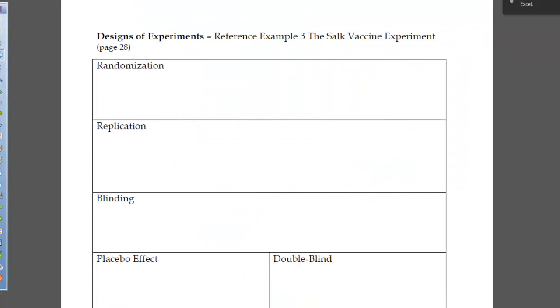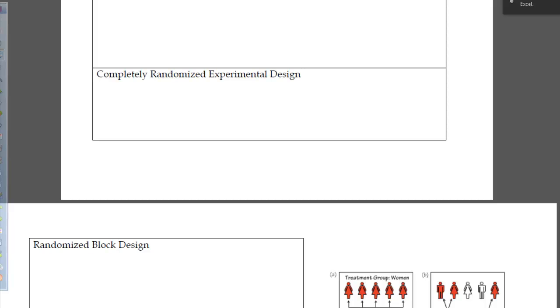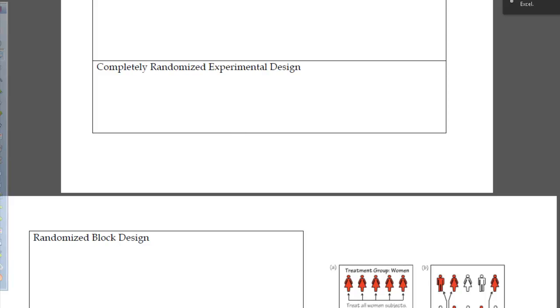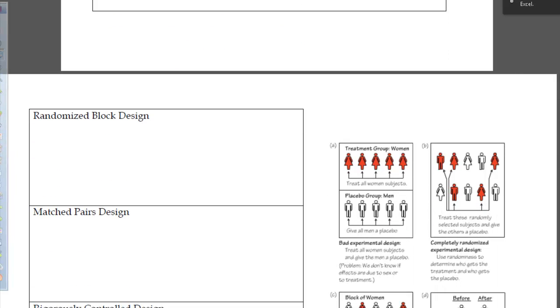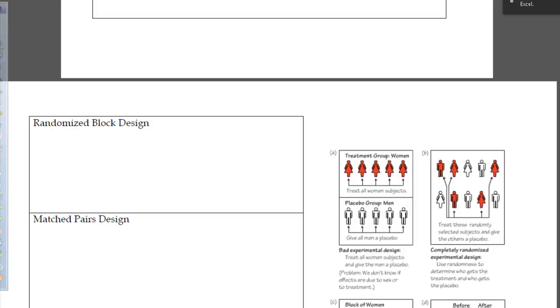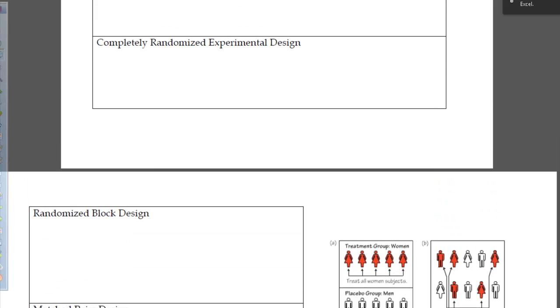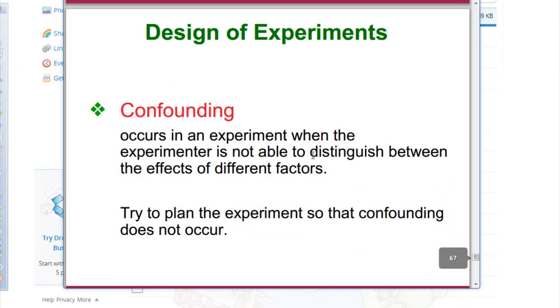Okay, very good. And then completely randomized experimental design. Okay, let's look at some of these. I want to make sure I get these right. With confounding, we have one variable. Okay, occurs in an experiment when the experimenter is not able to distinguish between the effects of different factors. And I'm glad I looked at that because I did a really poor job of explaining that.